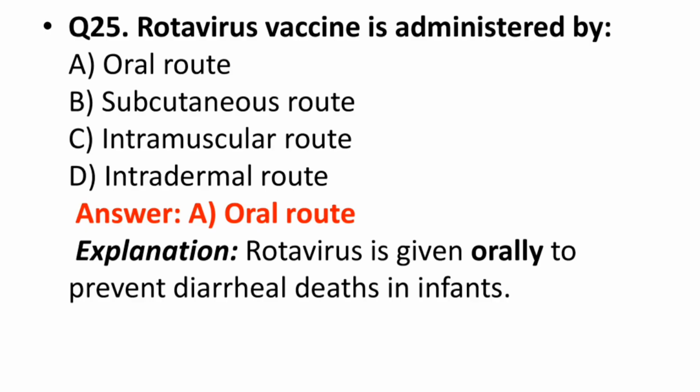Rotavirus vaccine is administered by: option A, oral route; option B, subcutaneous route; option C, IM, intramuscular; option D, intradermal. The correct answer is option A, oral route. Rotavirus vaccine is given orally to prevent diarrheal deaths in infants.